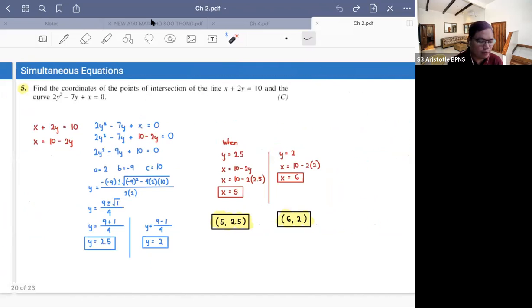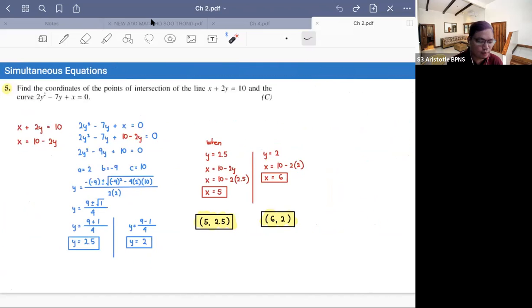All right, and then number 5. So number 5, this is pretty much simpler compared to number 1. Okay, so again, it's now a sentence instead of just equations. Find the coordinates of the points of intersection of the line x plus 2y equals 10. So this is the linear, and the curve 2y squared minus 7y plus x equals 0. So basically, this is the curve, and this is the linear equation.